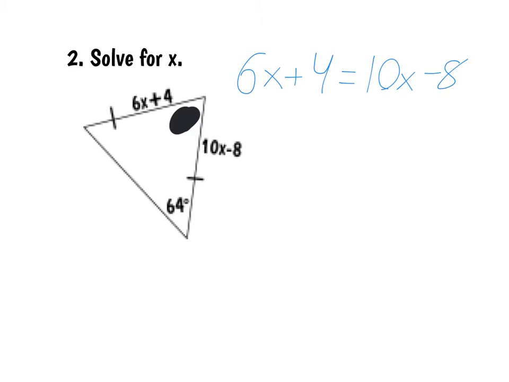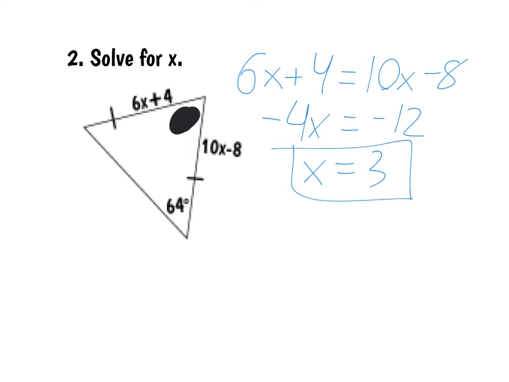Solve for x. Well, we're going to move that 10x over. We get a minus 4x there. We move that 4 to the other side. We get minus 12. Divide both sides by -4. X is equal to 3. Solve for x. We have solved for x based on our congruency, because this side is congruent to that side of this isosceles triangle.